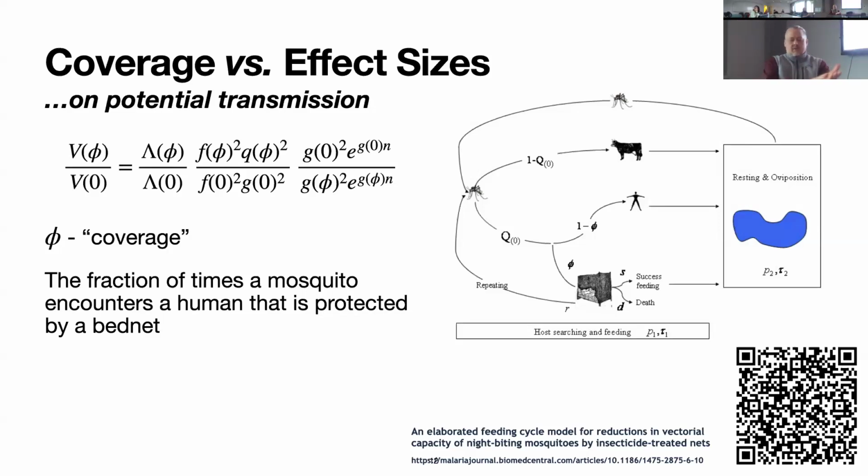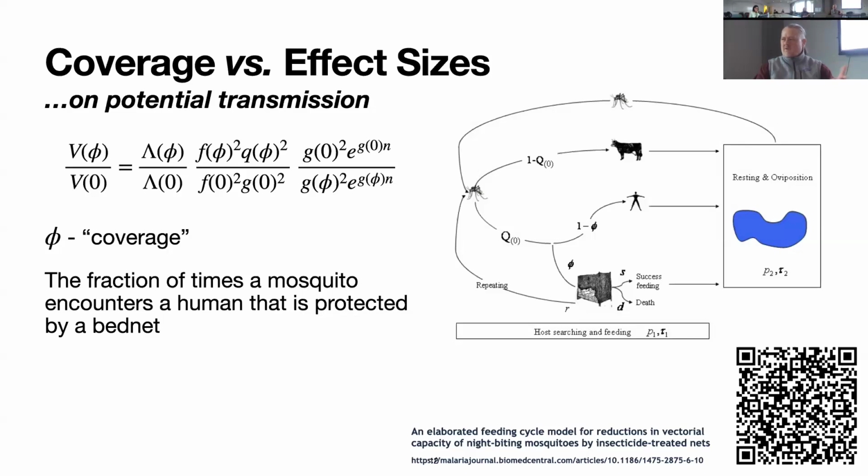And so now we can write that formula for vectorial capacity again, and ask, what's the effect size on potential transmission? Because that's what vectorial capacity is giving us. I'll come back to that in just a minute. We take the ratio of those parameters before and after, and get an estimated reduction, or an n-fold reduction.